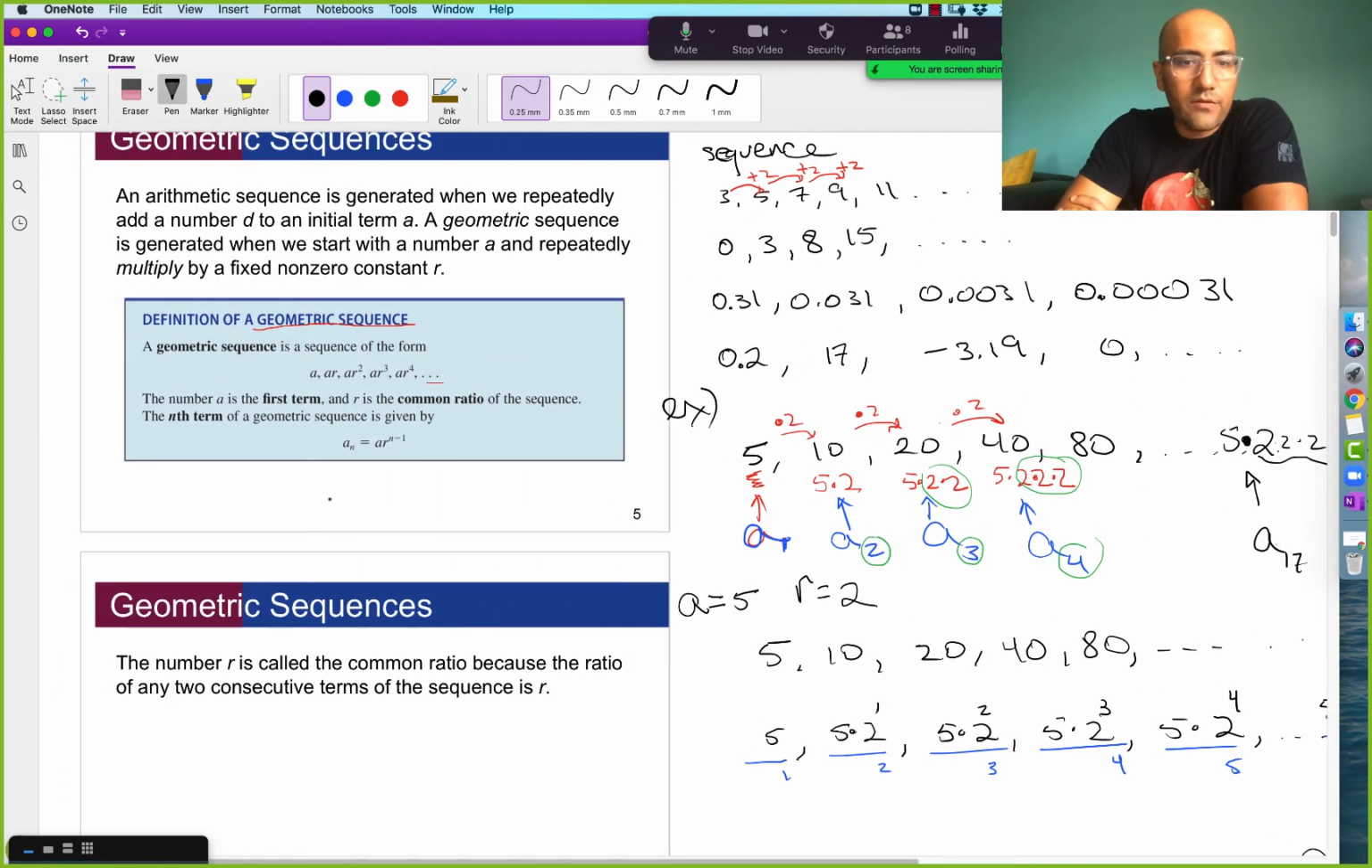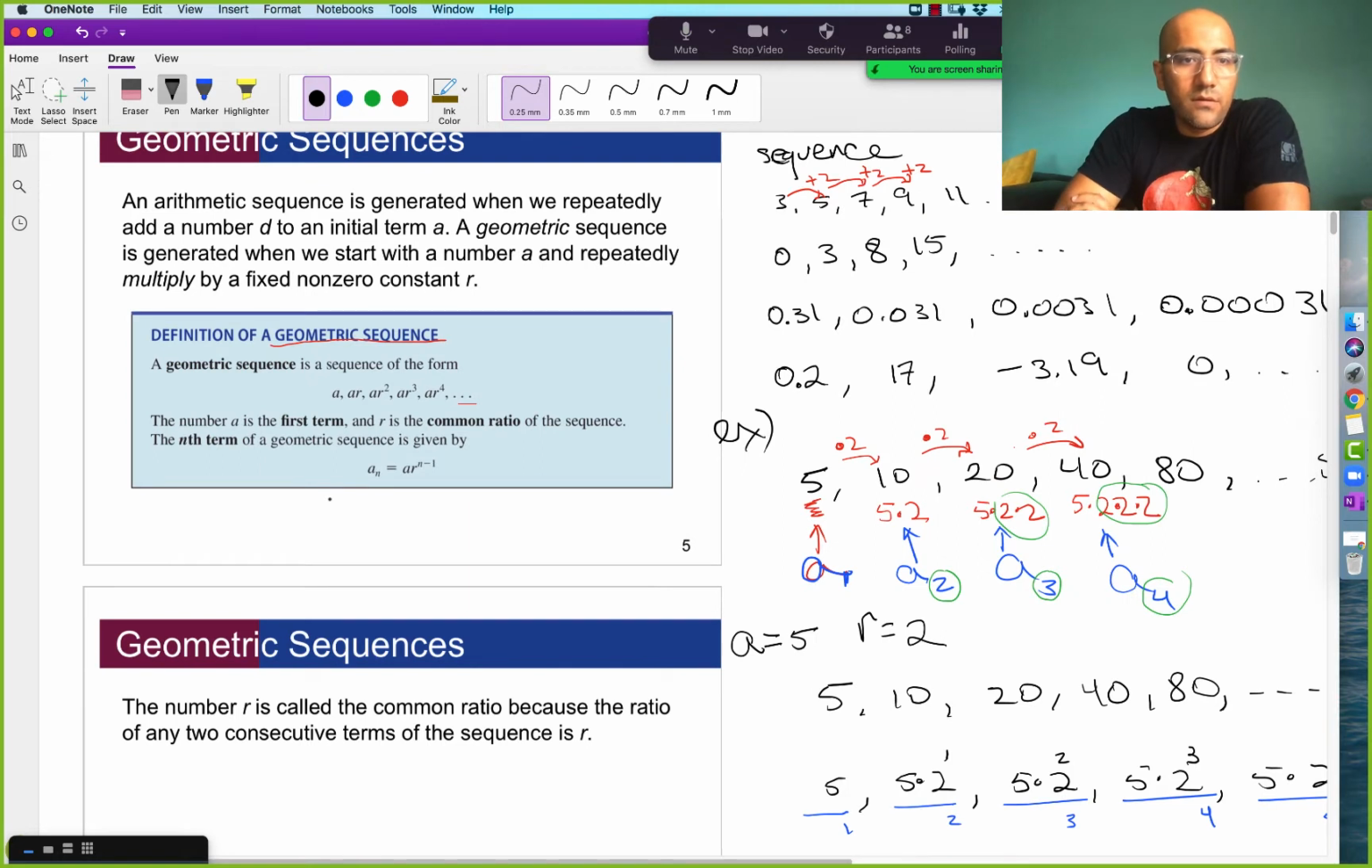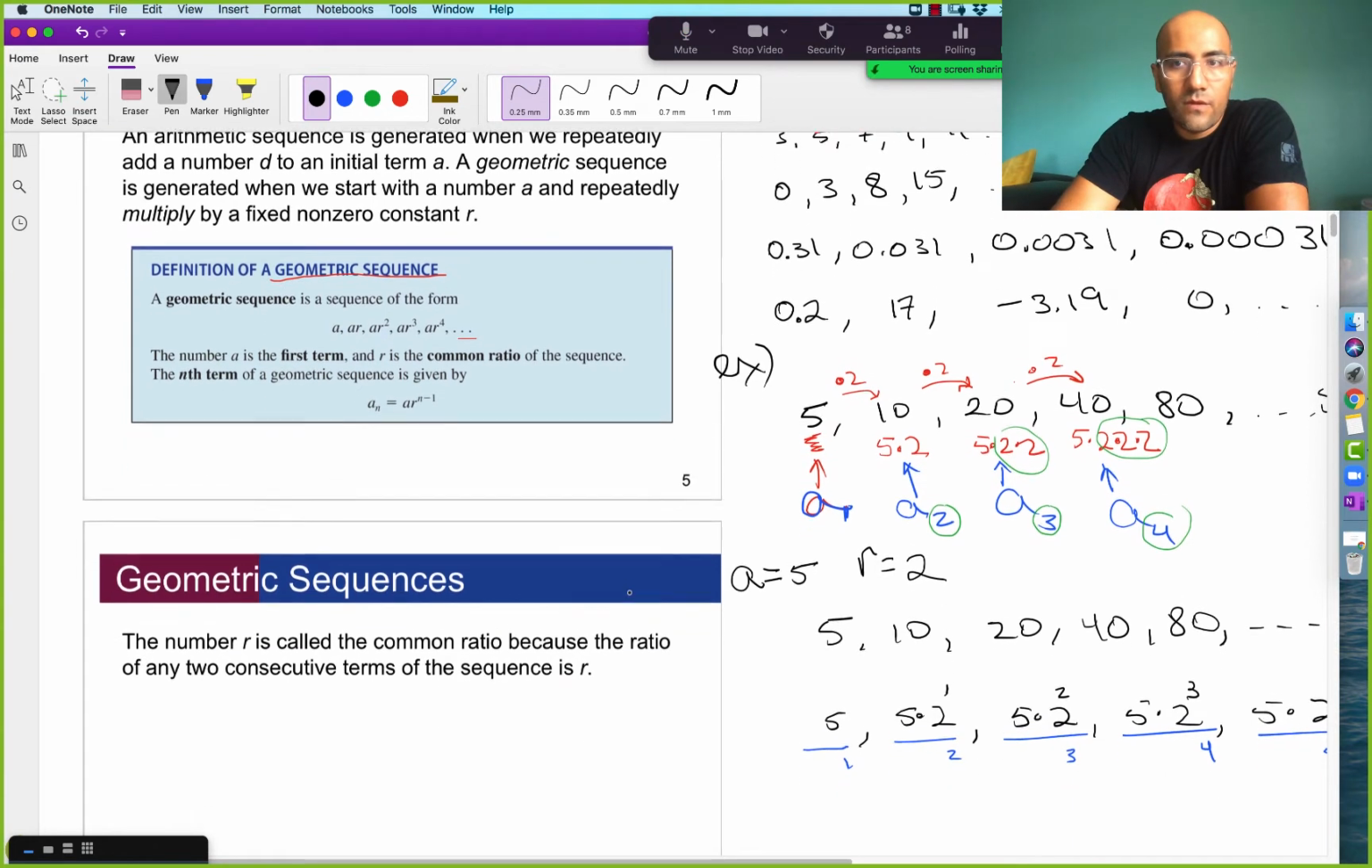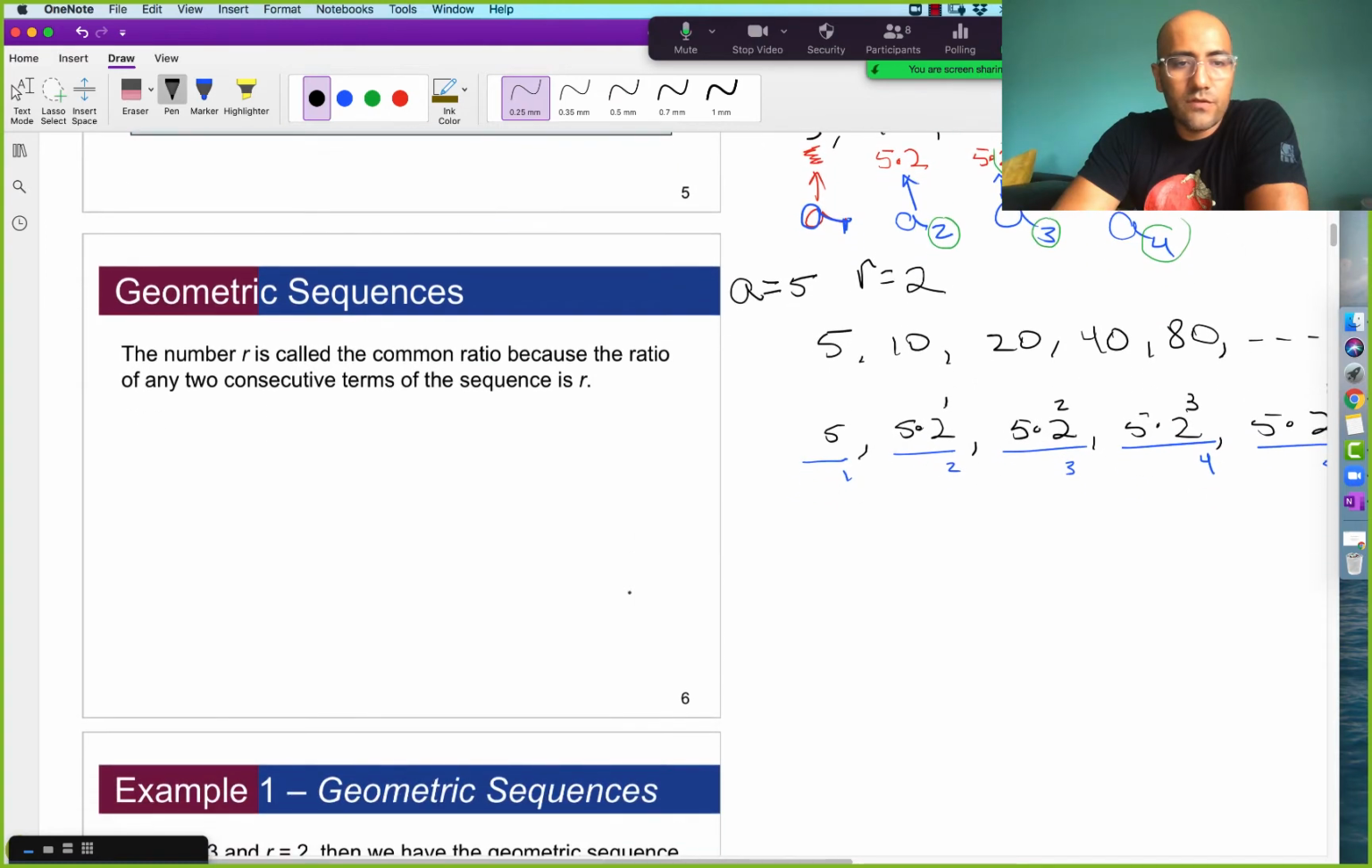So let's go back over here to the official definition. An arithmetic sequence is generated when we repeatedly add a number d to the initial term. A geometric sequence is generated when we start with a number a and repeatedly multiply by a fixed non-zero constant r. Here is a generic list of the first few terms of a sequence that fits a geometric pattern. The first term is a, r is the common ratio, and the nth term is described by this formula. Okay, good. Any more questions?